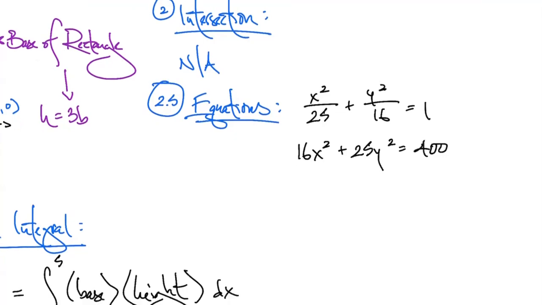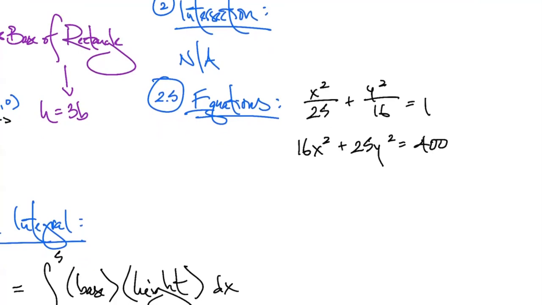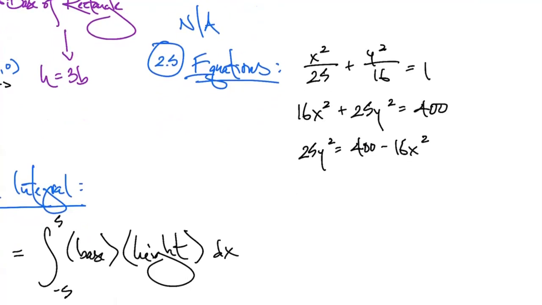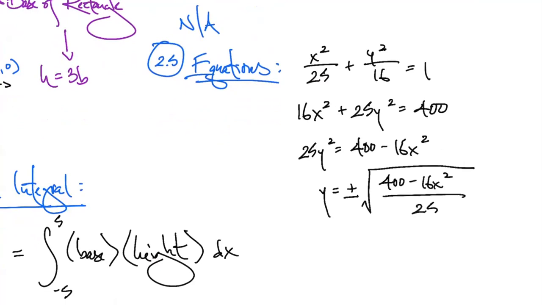Okay. I'm going to solve for y. So I'm going to have 25y squared equals 400 minus 16x squared. I'm going to divide by 25, and then I'm going to take the square root. And when I take my square root, you folks have been so good about this, I got to remember that plus minus. Plus minus the square root of 400 minus 16x squared over 25.